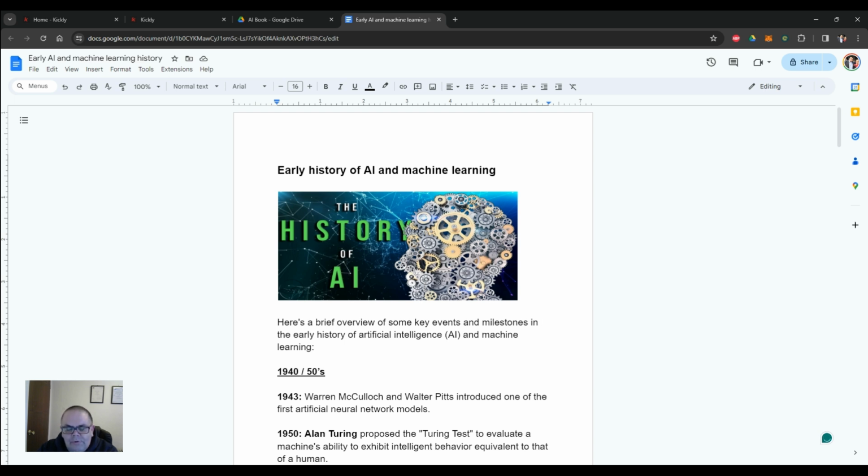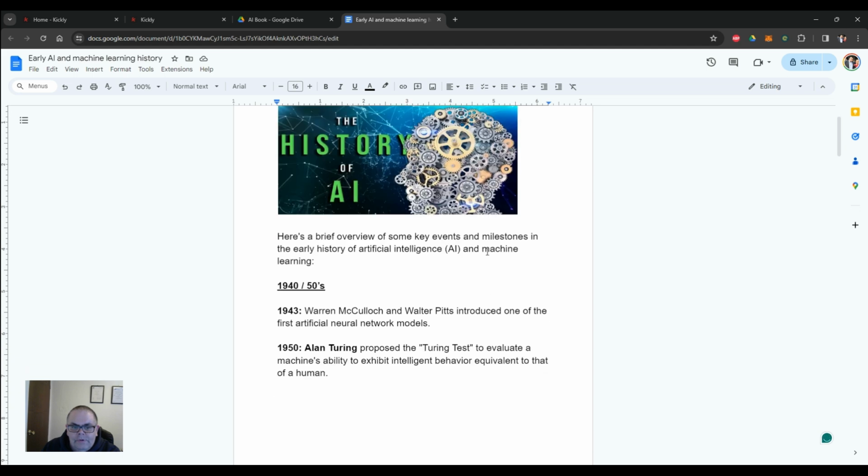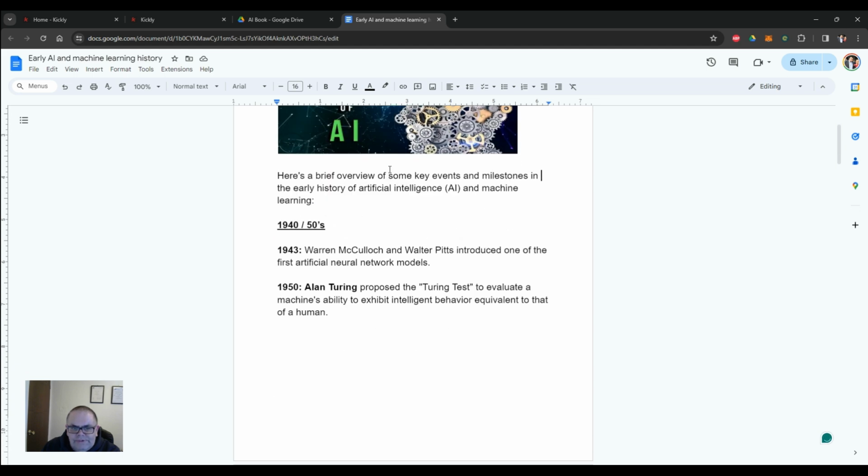And what I will look at first is an early history of AI and machine learning. So we're basically going to look at a brief overview of some key events and milestones in the early history of artificial intelligence and machine learning. First of all, in the 1940s and 50s, Warren McCulloch and Walter Pitts introduced one of the first artificial neural network models.